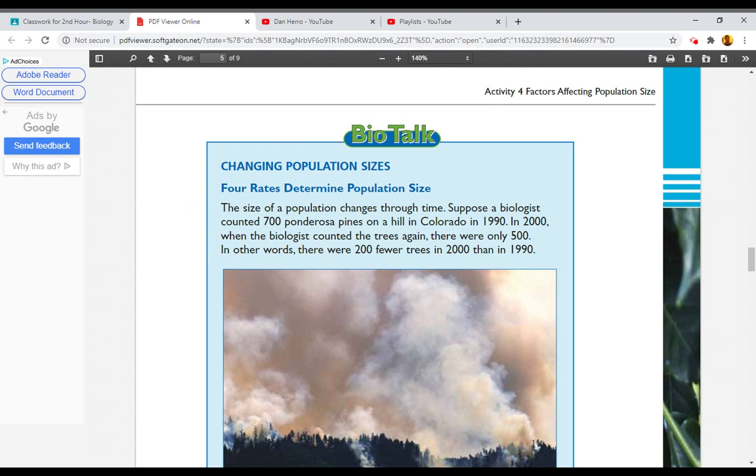Suppose a biologist counted 700 ponderosa pines on a hill in Colorado in 1990. In 2000, when the biologist counted the trees again, there were only 500. In other words, there were 200 fewer trees in 2000 than in 1990.